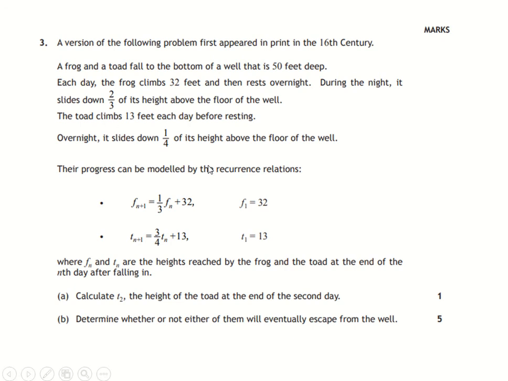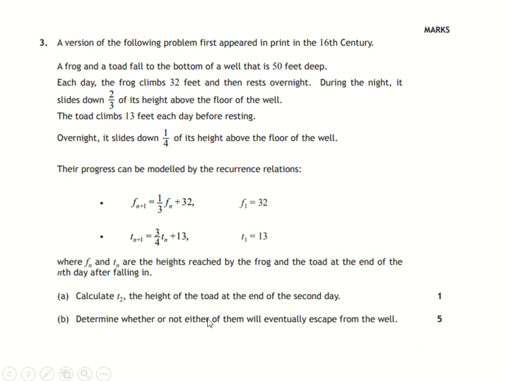What's happening with a frog and a toad is they're jumping up and then falling down a little bit, jumping up and then falling down a little bit. Each day they jump a little bit further and then fall down a little bit further, in which case they're going to reach a limit. They're going to reach a point where they don't climb any higher. So what we're asked is, will they actually escape the well?